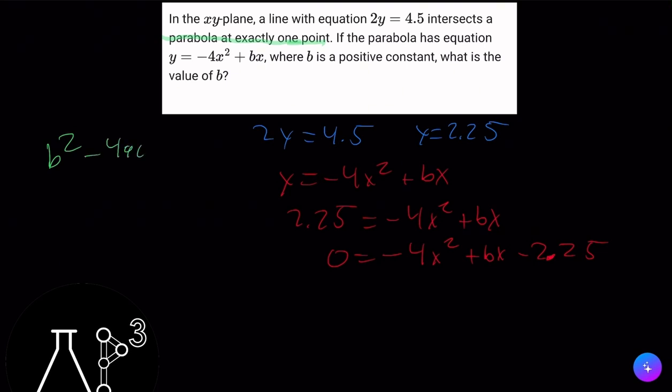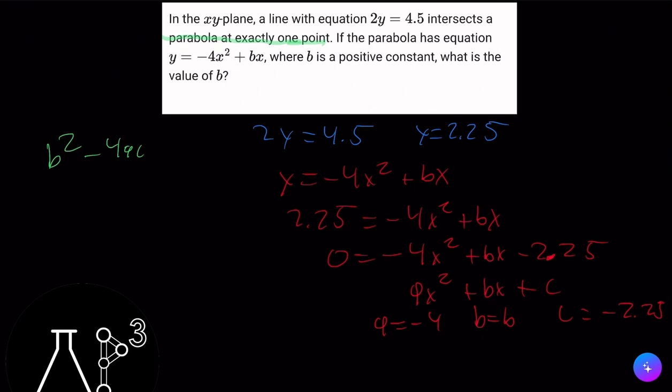What does this tell you? What does it give you? Well, we're given a quadratic equation, which is written as ax squared plus bx plus c. As we can see, our a value equals -4, our b value just equals b, and our c value equals -2.25. So we can plug into the discriminant formula to see where it hits at exactly one point.